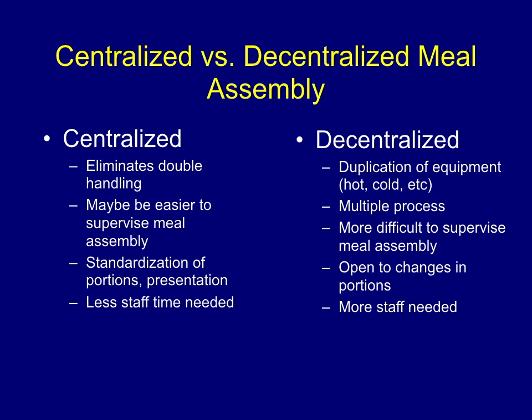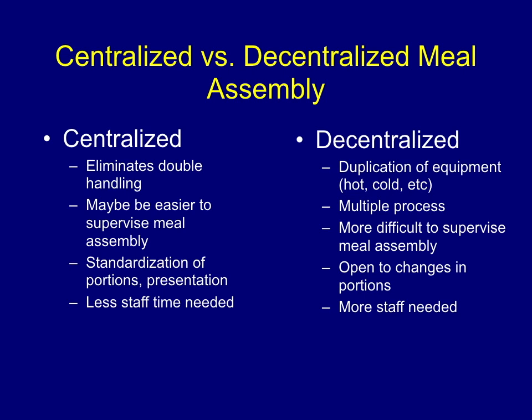So the trays are not necessarily put together in the kitchen. The food may be transferred in a bulk form and then put together at the meal assembly site. So we can see here for centralized meal assembly, it eliminates double handling of the food. The food is only put together and touched at one location, and then it's just sent and served out. It may be easier to supervise meal assembly, in particular when we're talking about specialized meals, to check and do the double checks here.